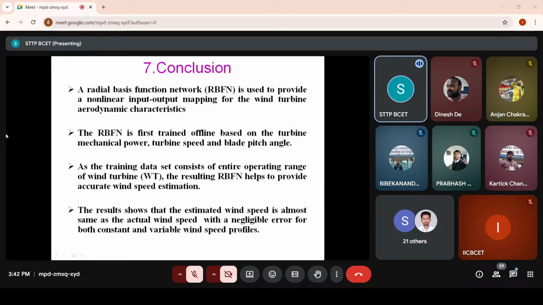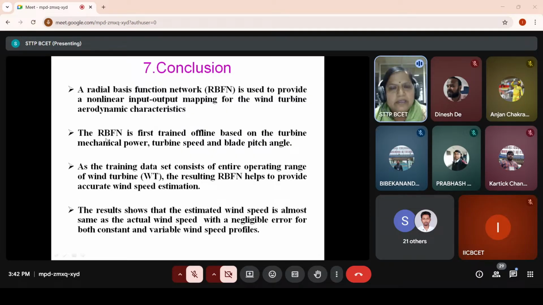So here we have the conclusion of our session. A radial basis function network which we have designed and trained is used to provide nonlinear input-output mapping. Obviously, between the input and output there is a nonlinear mapping for the wind turbine aerodynamic characteristic.